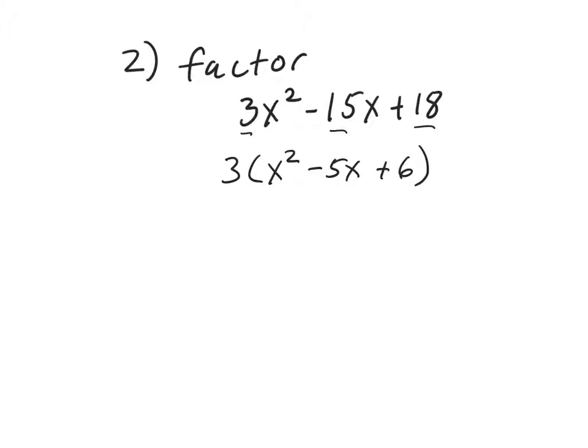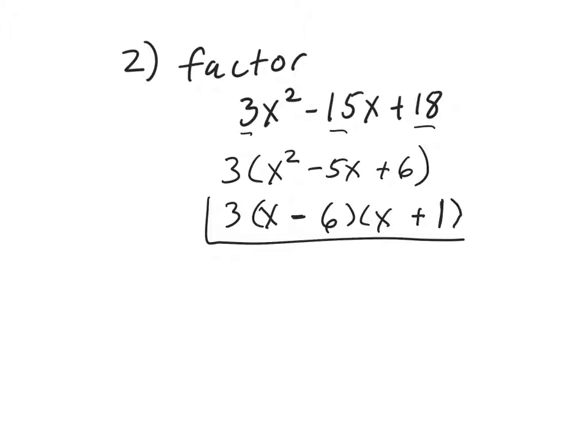And then I want to look at this part, x squared minus 5x plus 6, and see if I can find anything that multiplies and makes 6 and adds and makes negative 5. And I can do 6 and 1. Okay, so the 5 is negative, so I want to make sure that I'm going to have a negative, so I have to do the bigger number negative and the smaller number positive. So we end up with 3 times x minus 6 times x plus 1.